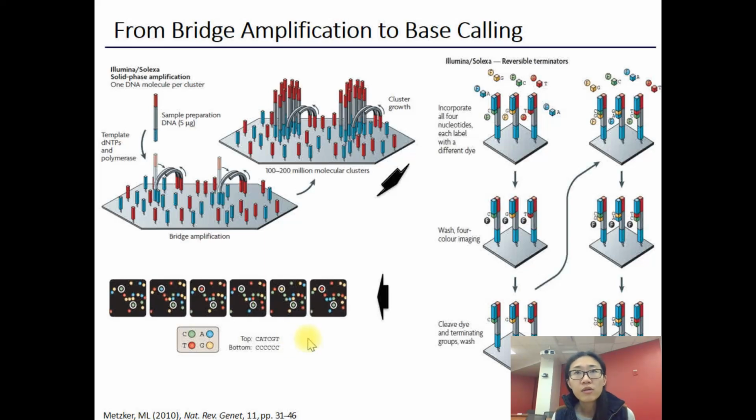Usually we will get reads with length from 75 base pair to even 300 base pair according to the Illumina sequencing technology. This is the length after removing adapters and the index.